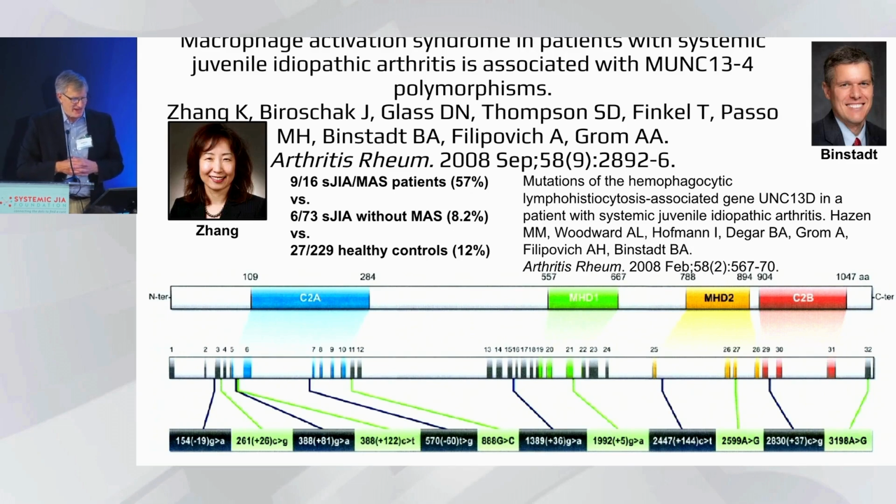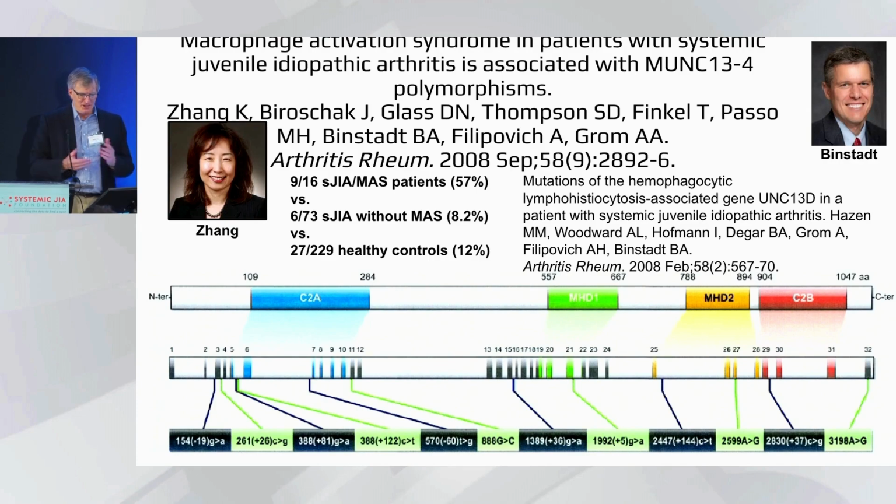In their cohort, 57% of kids with systemic JIA and MAS had this linked group of polymorphisms on that gene, compared to only 8% of the children with systemic JIA who did not develop MAS. We have at least a couple of cohorts of kids with what we call systemic JIA, some kids who tend to get MAS over and over again, and some kids who never get it or just get it once. The kids who didn't get it had a much lower percentage, as did the healthy controls.